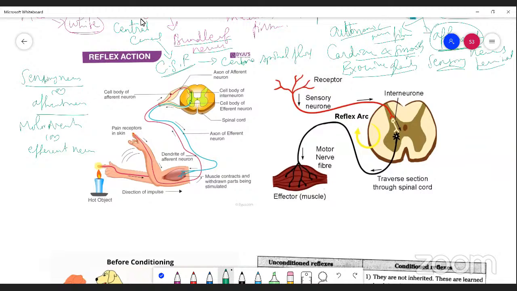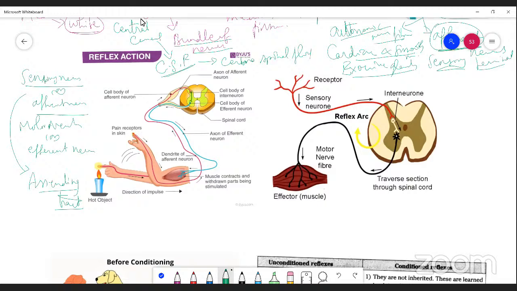Now, which neuron carries the impulses to the brain? The sensory neuron carries the impulses to the brain. That tract is known as the ascending tract. Tract means way. That is called the ascending tract. Do you understand? The stimulus which is carried from the sense organ to the brain, that tract is known as the ascending tract. That is carried by the sensory neuron.